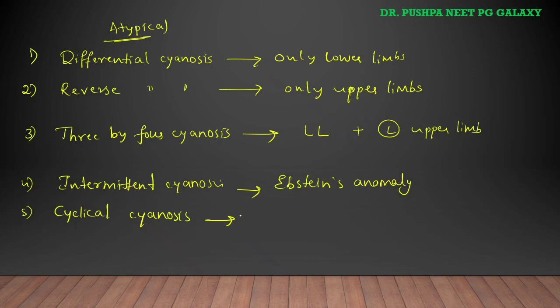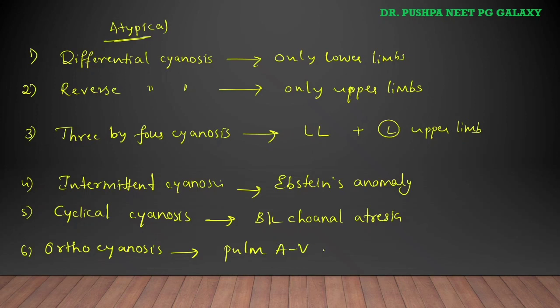It is seen in bilateral choanal atresia. Next one is orthocyanosis. Orthocyanosis means there is development of cyanosis only in upright position due to hypoxia occurring in erect posture. It is usually seen in pulmonary arteriovenous malformation. These are a few atypical presentations of cyanosis.